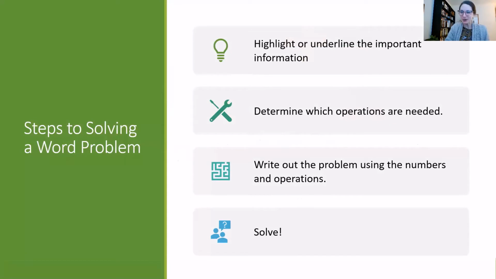First, we're going to start, as always, with our steps to solving a word problem. If you're solving a word problem, you start by finding the important information. If you're able to highlight or underline it, even better. Then you'll need to figure out which operations are needed to solve. Where will you need to multiply, divide, add, subtract, create a proportion? And then, if you can write out the problem using the numbers and operations, you'll be able to solve.